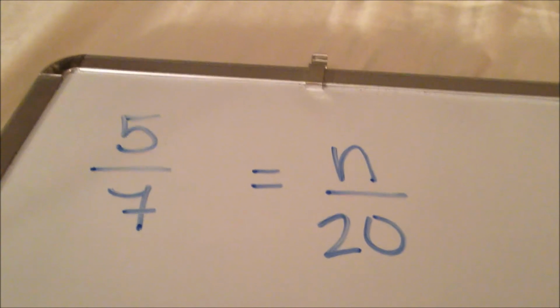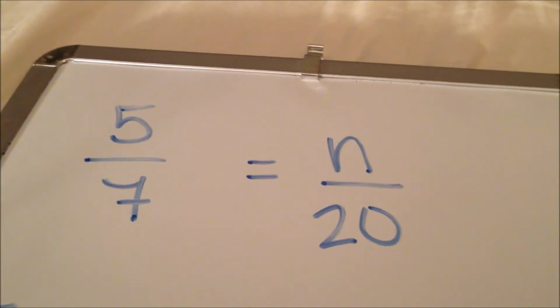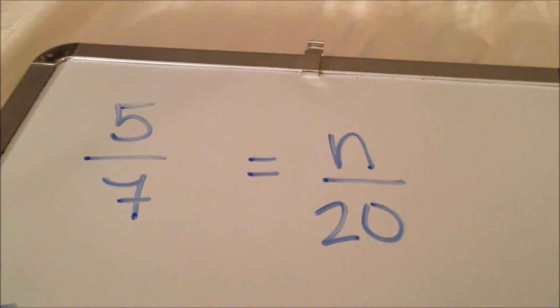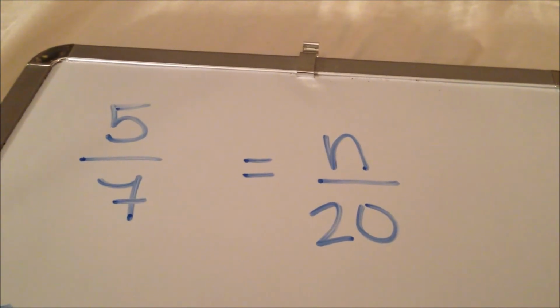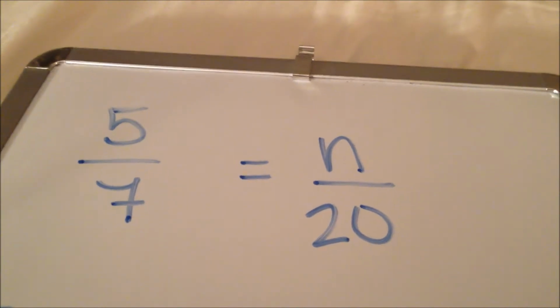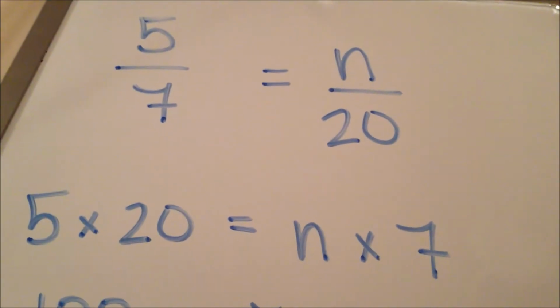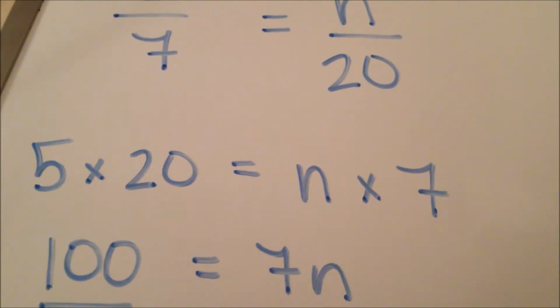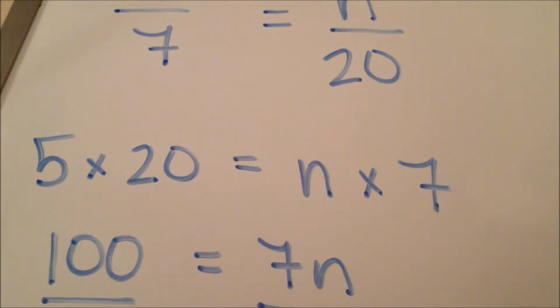How about this one? 5/7 equals n/20. This one's not quite as easy because 7 and 20 are not directly related in terms of multiplication. So we will have to cross multiply. 5 times 20 equals n times 7. So now we have 100 equals 7n. Notice that the n this time is on the right-hand side.